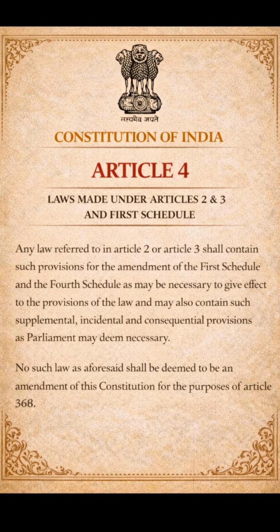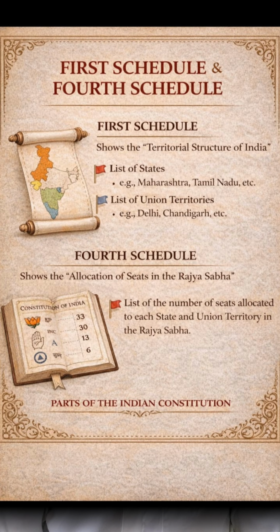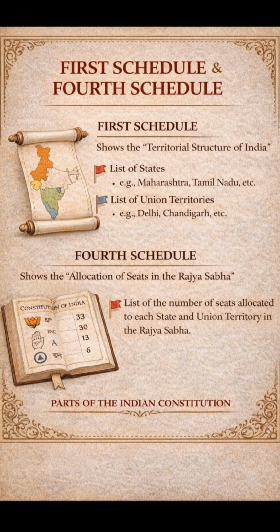And finally, referring to Article 4 of the Indian Constitution, it states that any laws made under Article 2 and 3 shall include supplemental, incidental and consequential provisions. Most importantly, it clarifies that such laws shall not be deemed to be constitutional amendments under Article 368. This means that even though the First Schedule and the Fourth Schedule may be amended, it doesn't require a special majority.